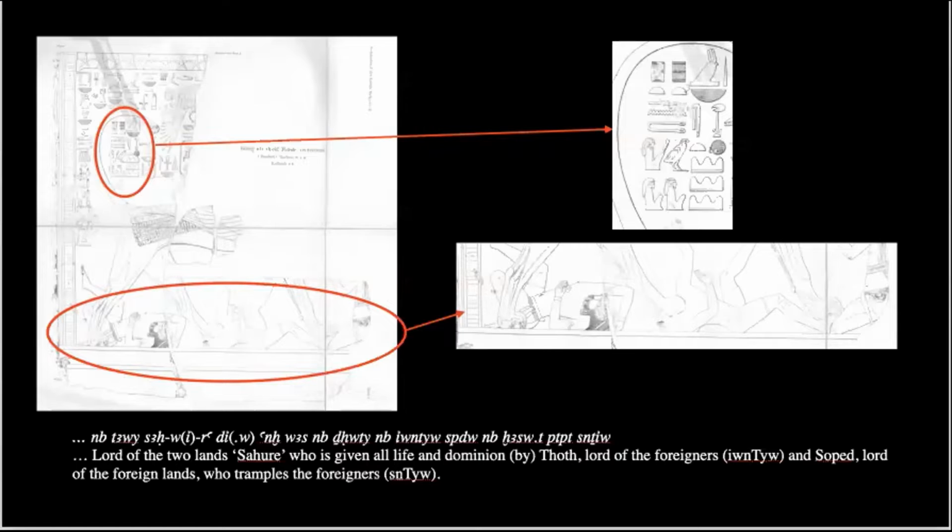I would thus argue that the relation between Soped and the griffin is one that ought to be looked at in the Old Kingdom, and perhaps also the Middle Kingdom, as we're going to come back to this argument in a couple slides.